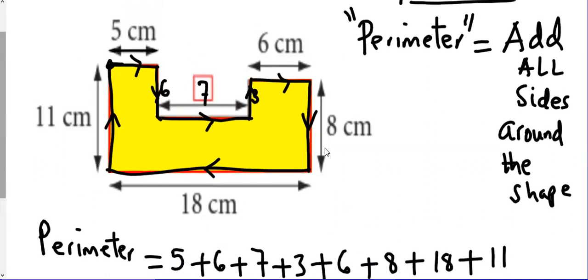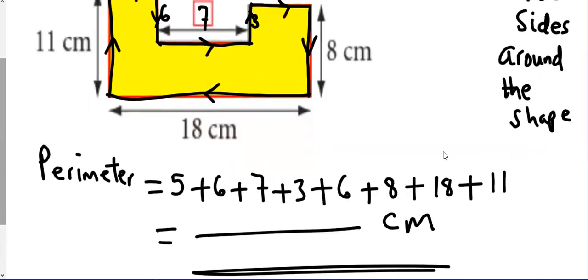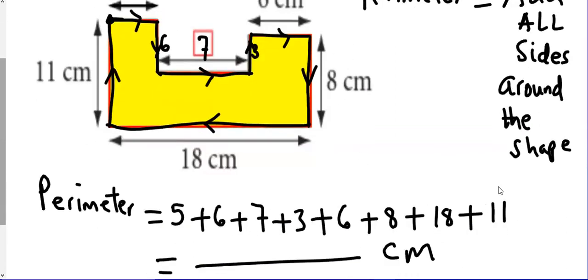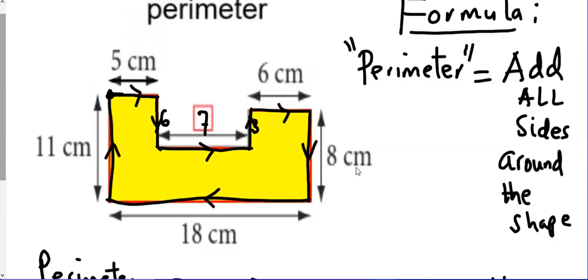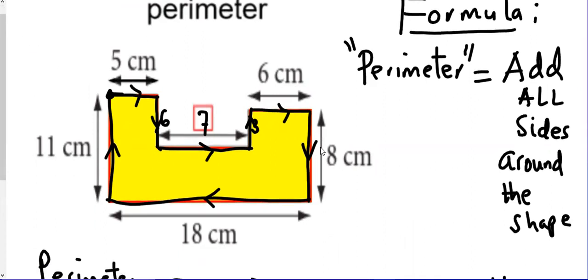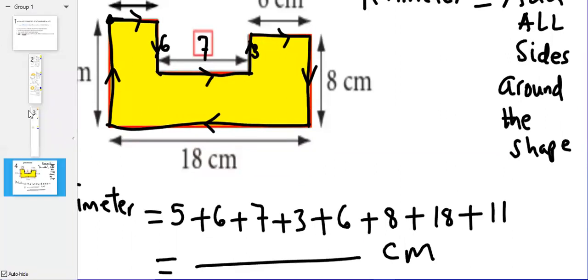But before that, please copy this and write the word perimeter, formula, perimeter: add all sides around the shape. And then this is the way how we do. So you can pause the video and then find the perimeter, add all the sides. So pause the video, finish those blanks. And then I have a small homework for you. Homework number 1, after copying that perimeter, is as follows.